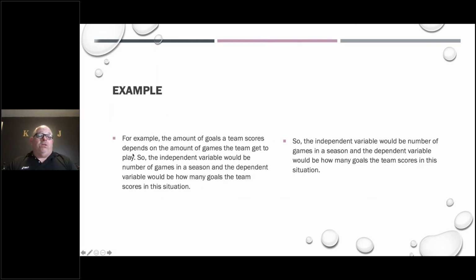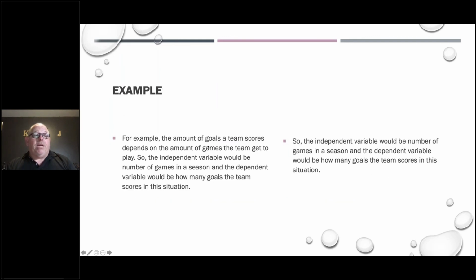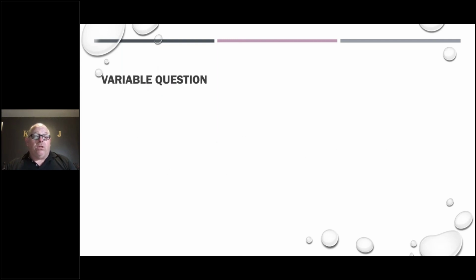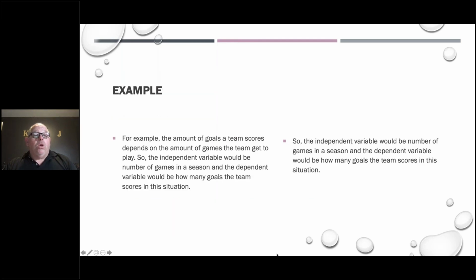Okay, for example, the amount of goals a team scores depends on the amount of games the team gets to play. So the independent variable will be the number of games in the season, and the dependent variable is how many goals the team will score. Okay, remember now, the independent variable affects the dependent variable, okay? So the independent variable, again, would be the number of games. The dependent variable would be the number of goals.